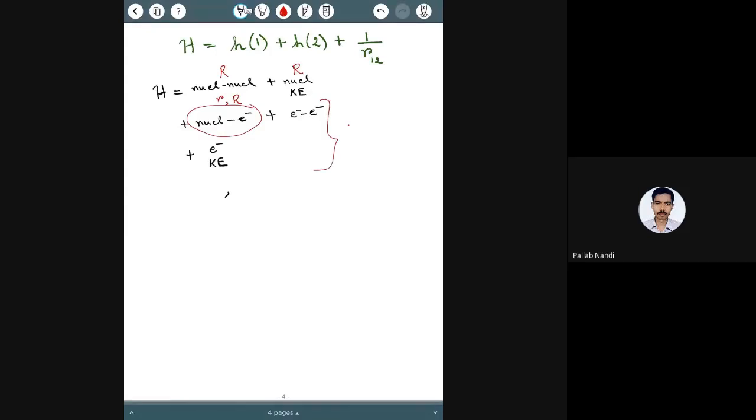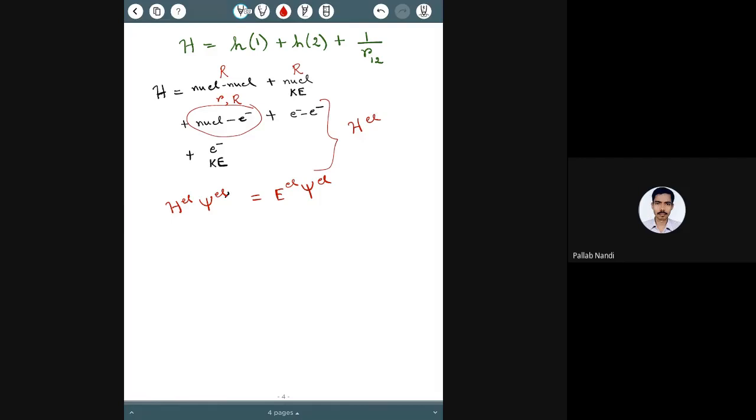Now these three terms together constitute the electronic Hamiltonian. This constitutes the nuclear Hamiltonian, which I will define later, it's cumbersome over here. This is the electronic Hamiltonian, and the equation that we are trying to solve is H electronic psi electronic equals E electronic psi electronic.